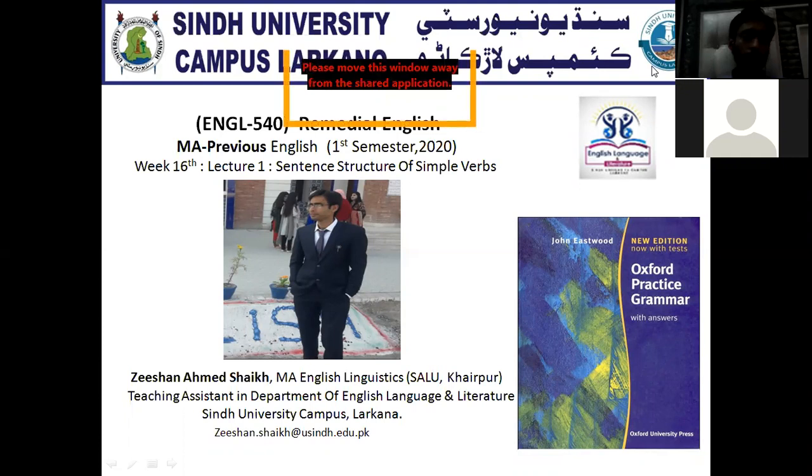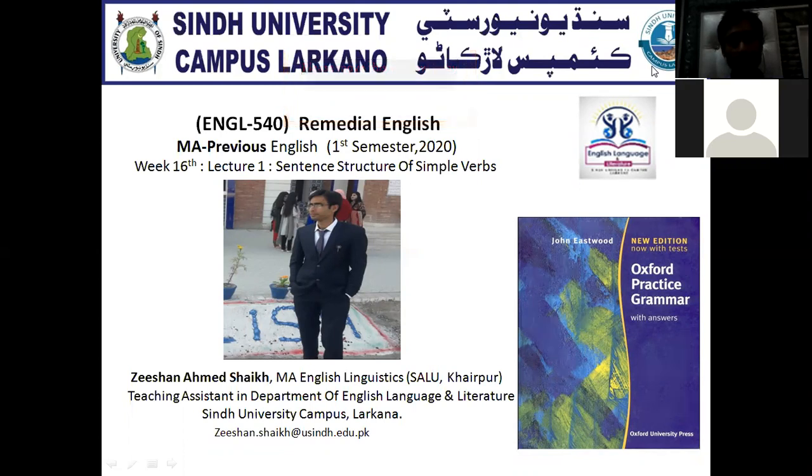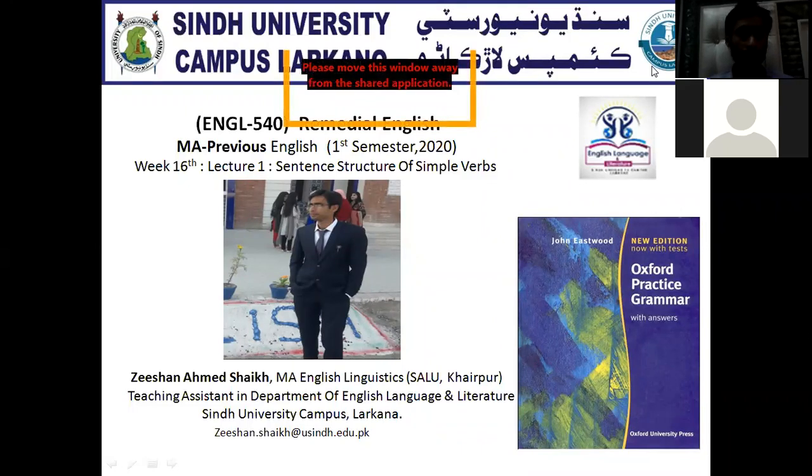Today, I'm going to teach you the new topic of your 16th week, or you can say the last week of your last topics. That is your sentence structure of simple verbs. Well, before this lecture, I taught you the sentence structure of to be verbs, in which I told you that there is a formation of to be verbs in which we have subject, then helping verb, then complement. But in these simple verbs, we get different sentence structures. Now just proceed towards our lecture.